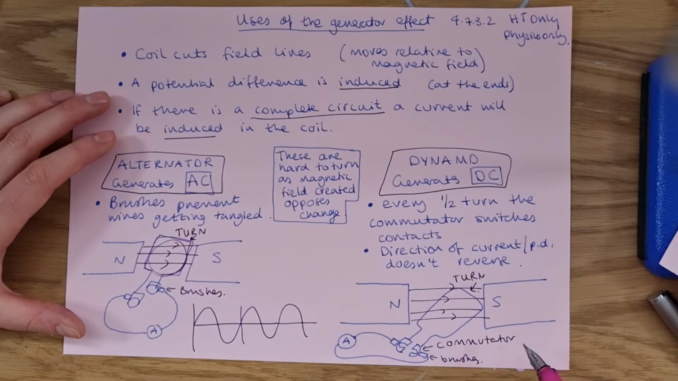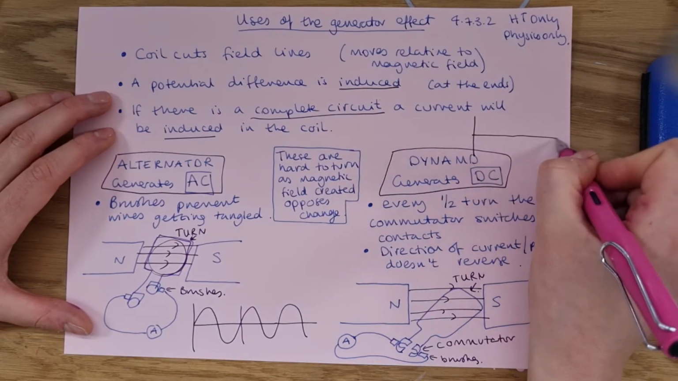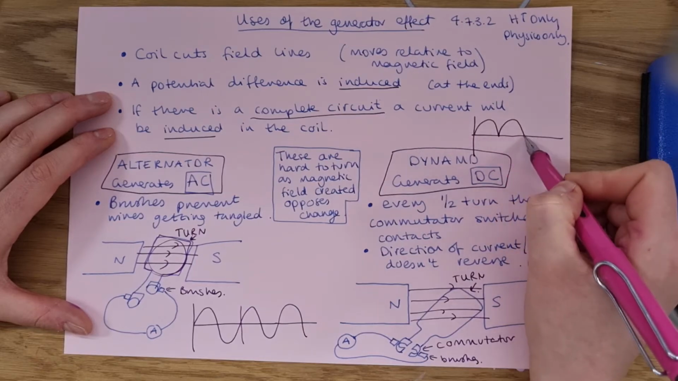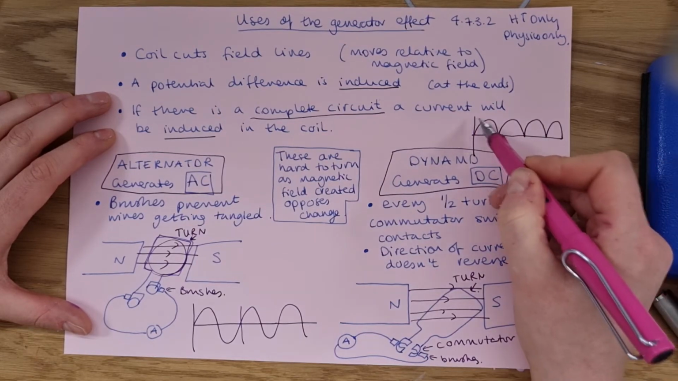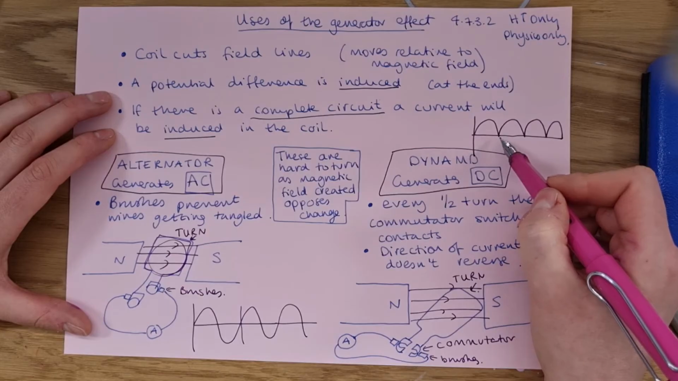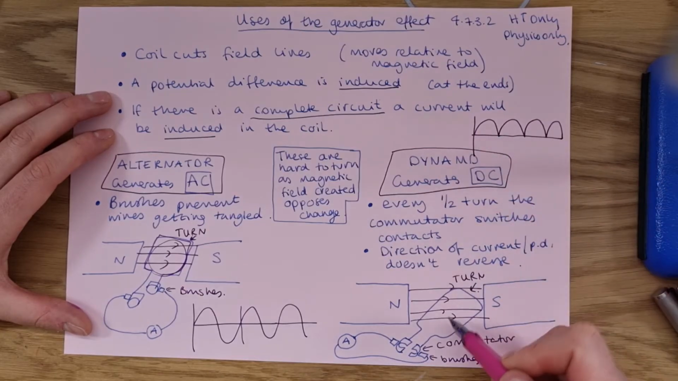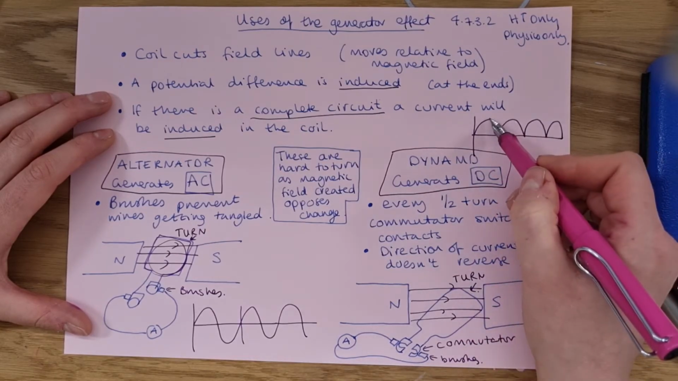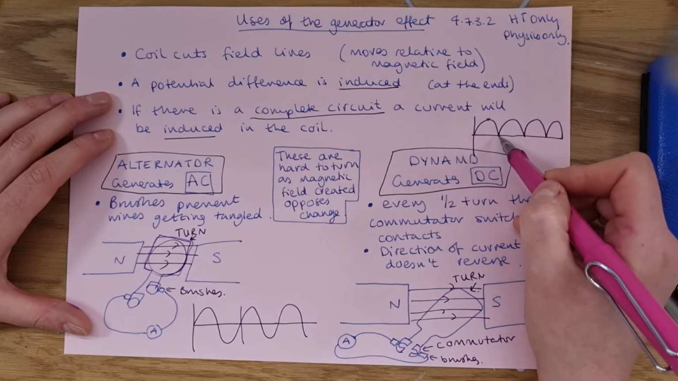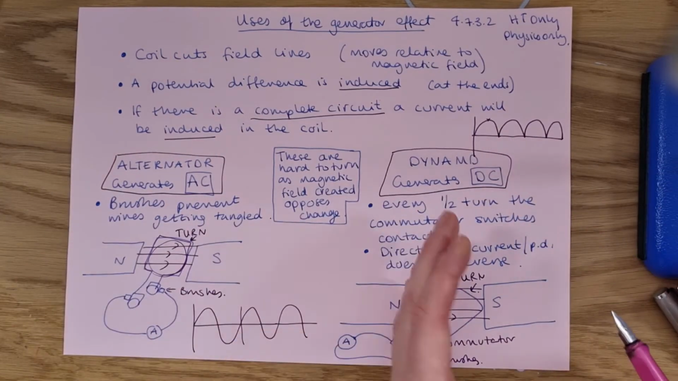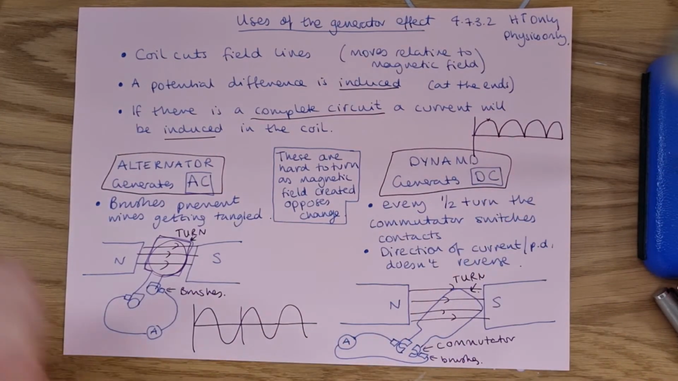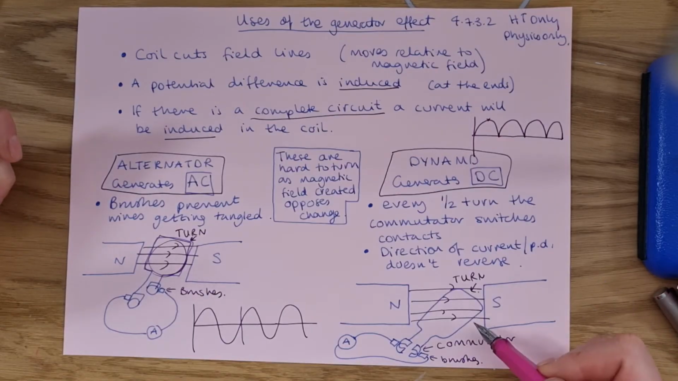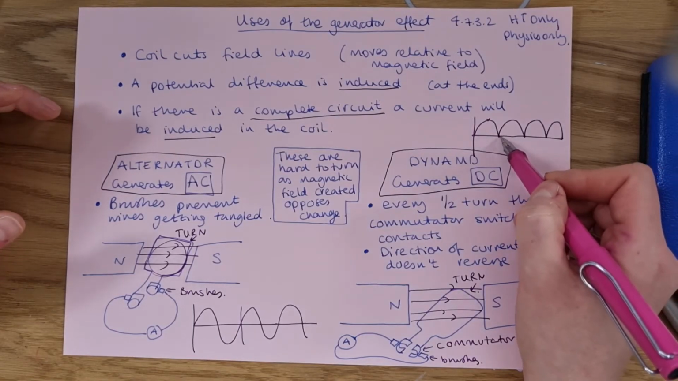So the output for a dynamo looks like this. It still does this up and down. It's not a beautiful direct current. It still goes up and down because actually when it's perpendicular to the magnetic field, that's when you get the maximum, and then this 0 bit is when the coil is up here, so it's not perpendicular to the magnetic field, may not even be in the magnetic field anymore, so you get no current produced.